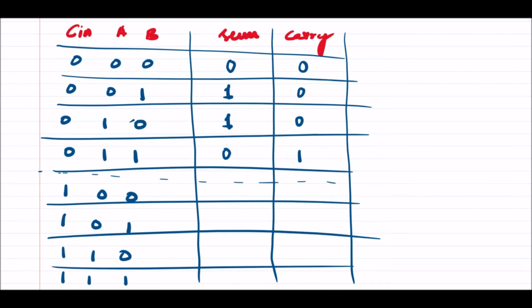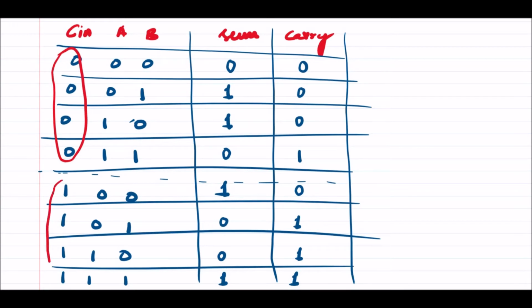Next, 1 plus 0 is equal to 1. We don't have any carry. 1, 0, 1, we have sum equal to 0 and carry equal to 1. 1, 1, 0, sum equal to 0 and carry equal to 1. 1 plus 1 plus 1, sum is equal to 1 and carry is equal to 1. So one thing we can observe here is that in the 3-bit adder, we have 4 rows of 0 carry and 4 rows of 1 carry, which are combined with the combinations of A and B. So this is how we can draw the truth table of a full adder.